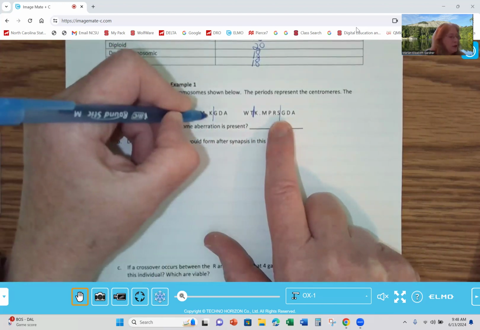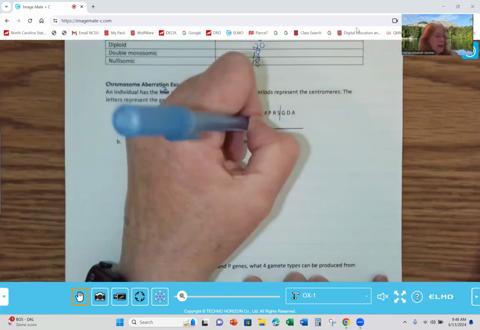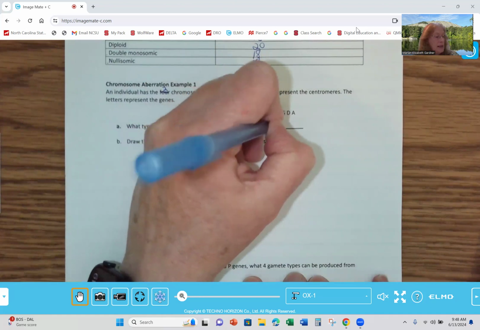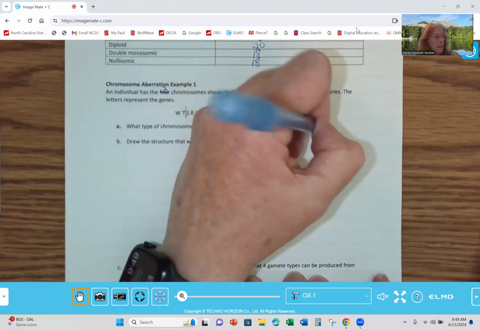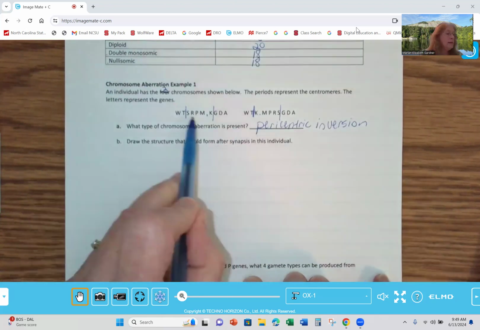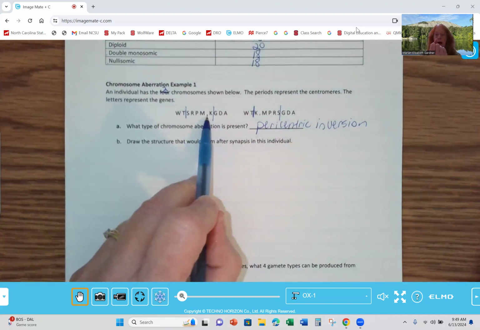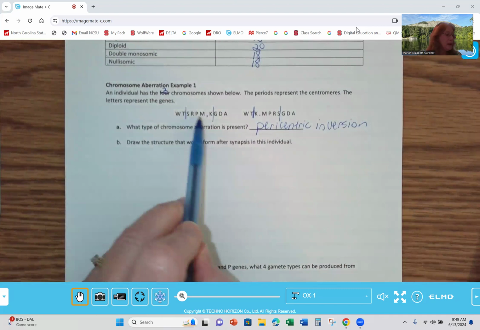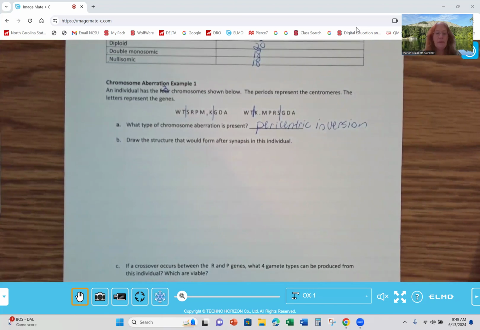And notice the centromere right here is part of the inverted sequence, and that is a pericentric inversion. It's an inversion because a segment of the chromosome is basically reversed. It's in opposite order. And it's pericentric with an I because the centromere is part of the inverted area.